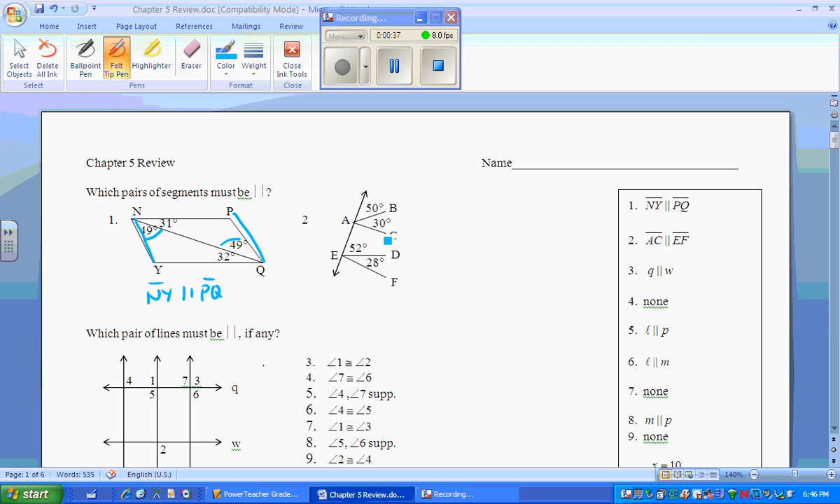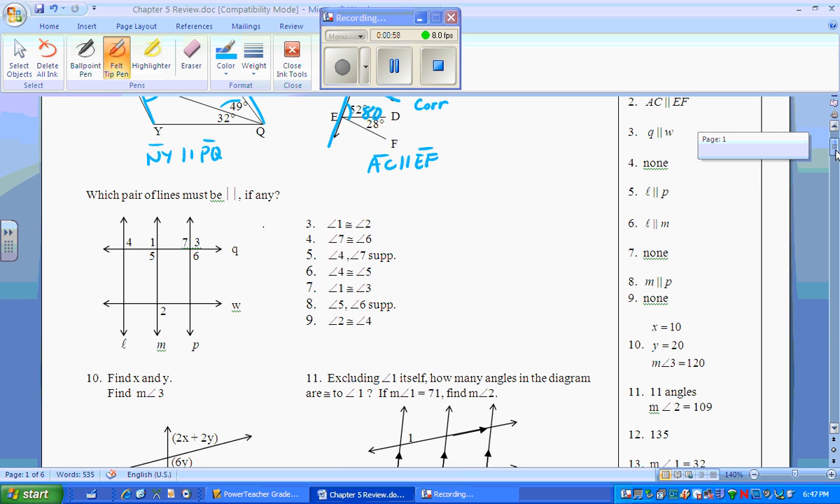Number 2, which lines are parallel? Well, this is the transversal. AC, this angle right here is 80. These two add up, they're 80 also. What kind of angles are these? Corresponding. So we know that AC is parallel to EF. Hopefully you're off to a good start.